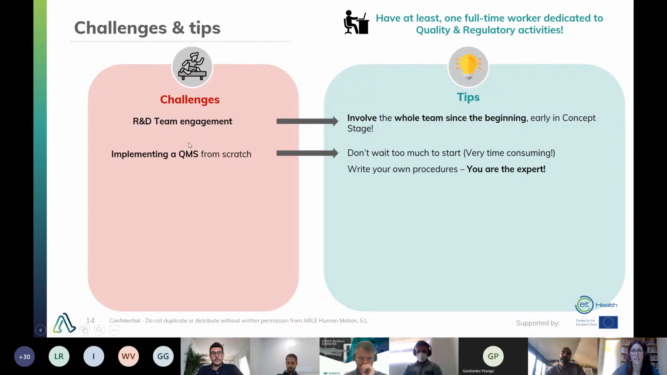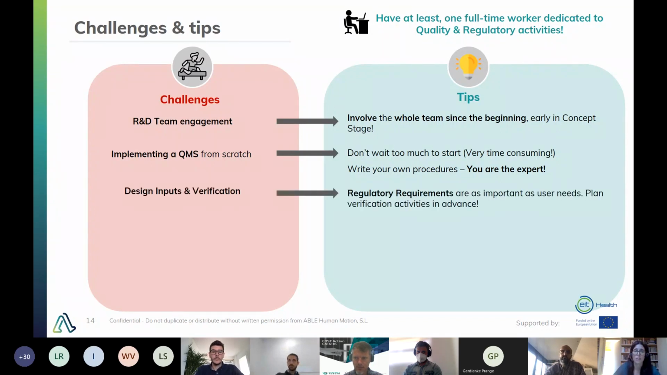Also, a huge challenge, and if you are a startup it's even bigger, is to implement a QMS, a quality management system, from scratch. So don't wait too long to start. If you have an idea, you have a prototype, and you are certain that you would like to bring this product to the market, start with the implementation of your QMS. And again, you can seek advice, but it's important that you write your own procedures. You are the expert, and you are the one who knows your company and your product best. So get involved and don't let others do your job.